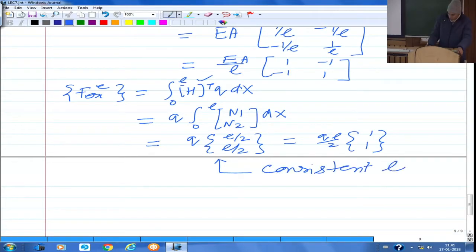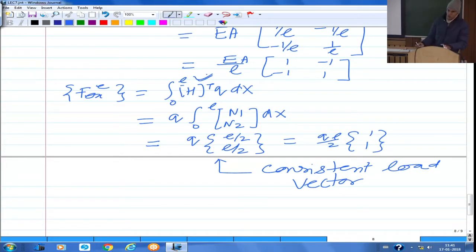There is another term, consistent load vector. The meaning of consistent is that this is directly derived by taking the shape functions into account. There is another approach for distributed forces known as the lumped load vector. In that, you calculate the total load and equally distribute it to all the nodes. In this case the lumped and the consistent load vectors would be the same, but in general they are not.